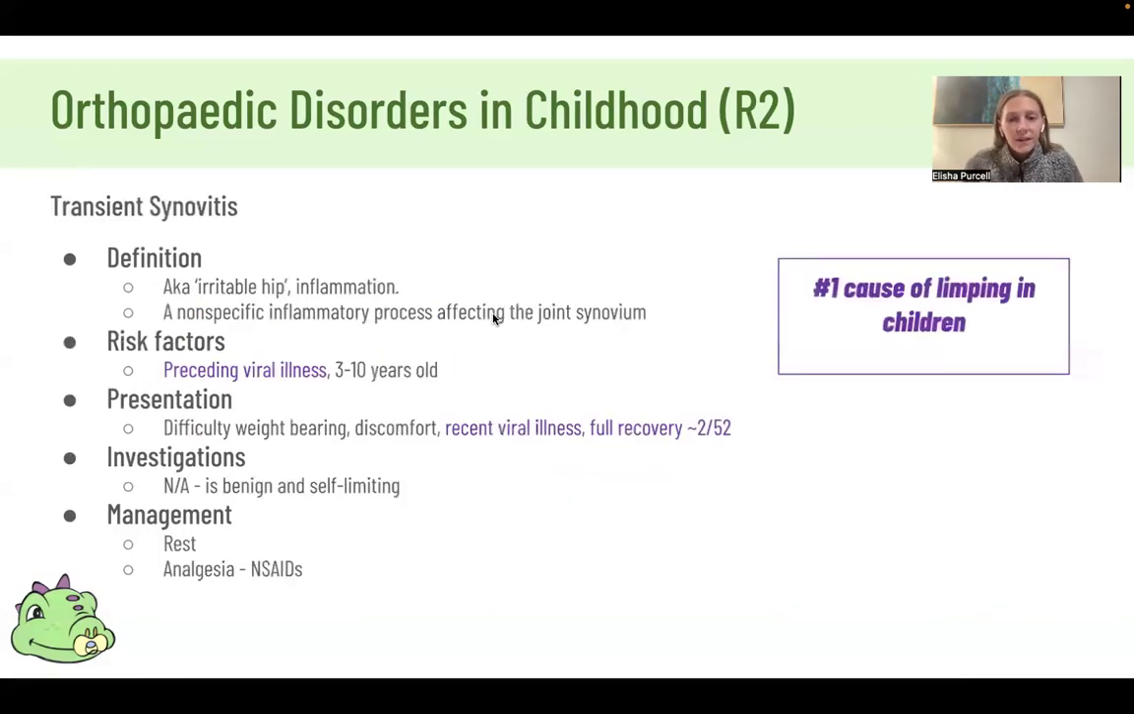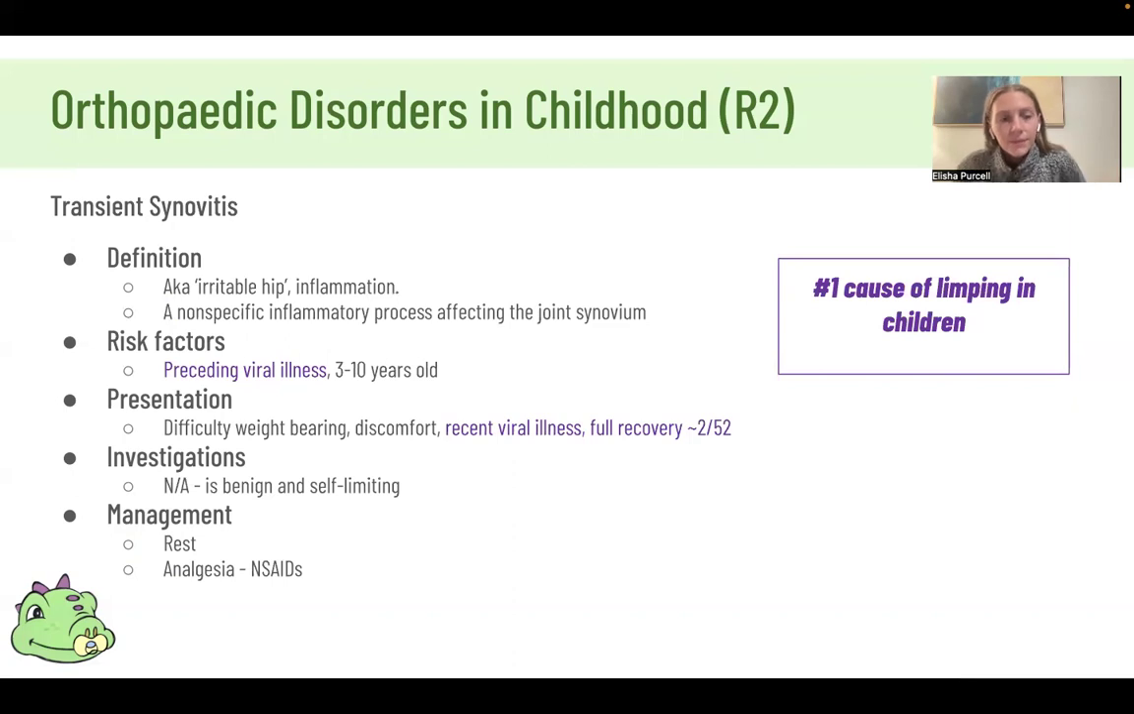So transient synovitis is the next condition. It's also known as irritable hip, and basically it is what the title describes: an inflammatory process where you get inflammation affecting the joint synovium. Risk factors, they're going to have a preceding viral illness, and they get a full recovery in approximately 2 weeks.